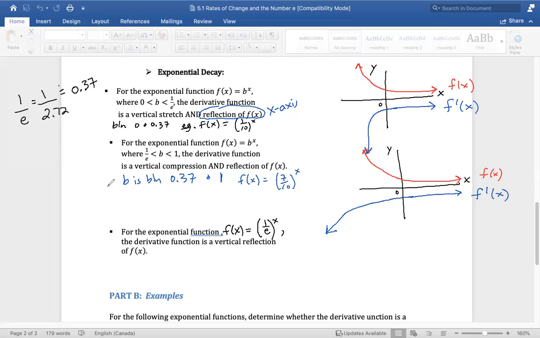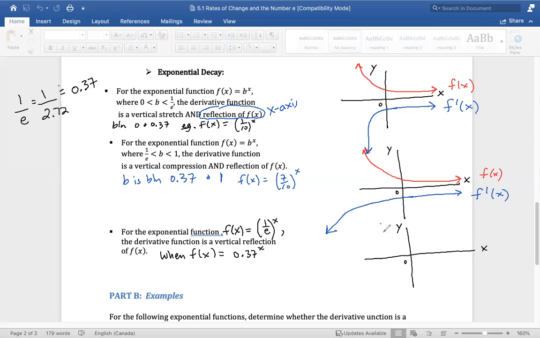So if I have, again, we already know 1/e, right, is 0.37. So when the original function f of x is equal to 0.37, roughly, right, to the exponent of x, the derivative is going to be a reflection, but there's going to be no stretch and no compression. So I will try my best. Again, hopefully you on paper will do a better job than me.